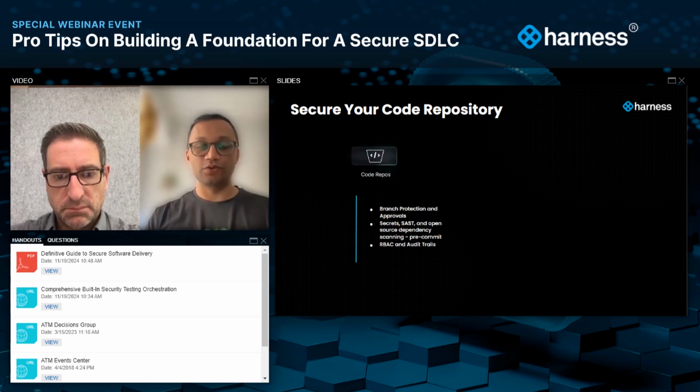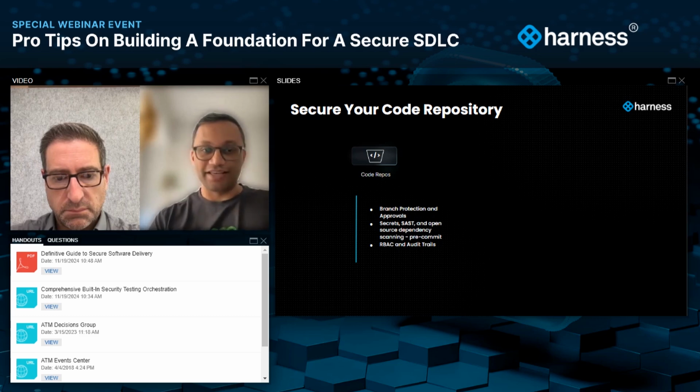The next one is code repos. For code repos, using branch protection and approvals is again critical. You do not want any malicious code to get into your code repo or even beyond the code repo. The code repo is the foundation for kicking off your builds and then the artifacts and deploy stage. So making sure that you have proper branch protection and approvals, so that unauthorized code doesn't get into the mainline, is critical.